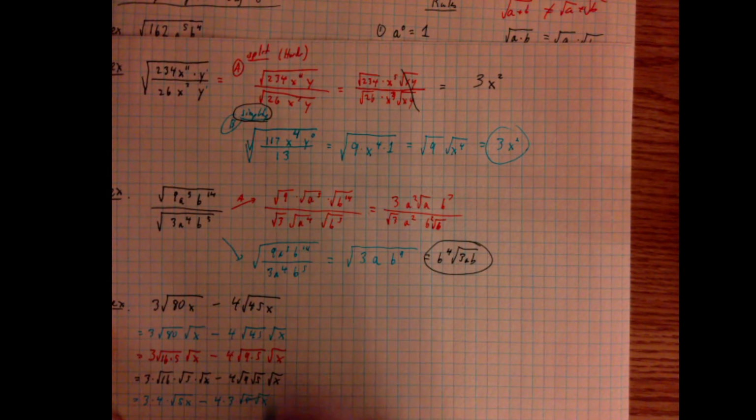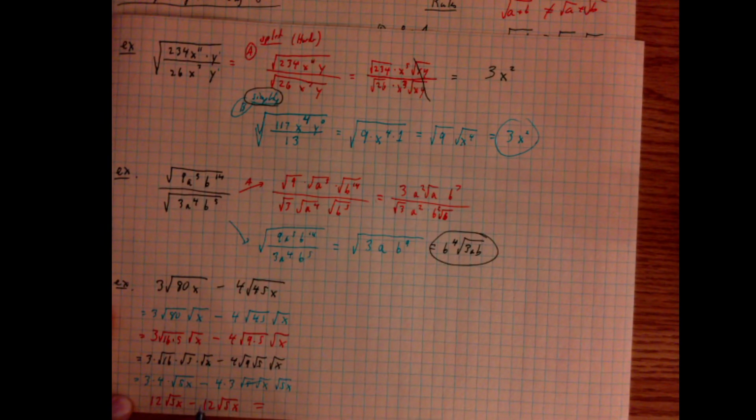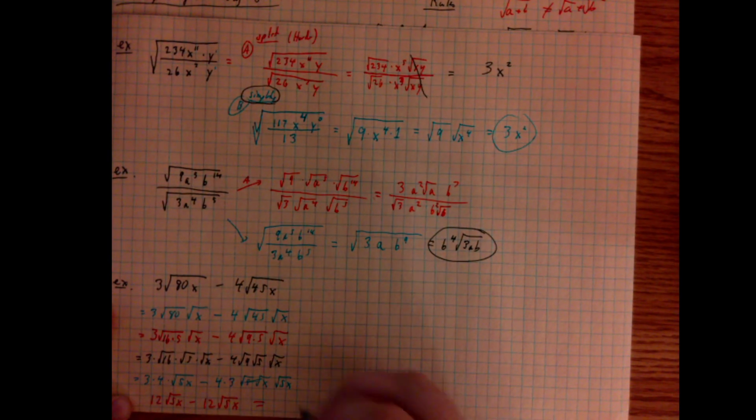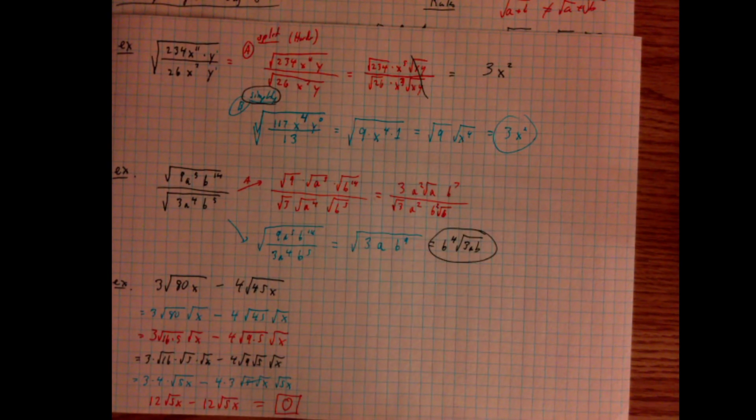Oh, I could do the same thing over there. Which means this becomes 3 times 4 is 12. Square root of 5x. Minus 4 times 3 is 12. Square root of 5x. And from here, like, I could factor this to showcase how I get my solution, but I have the first term minus the same thing. Anything minus itself is always 0. And so that's a possibility.